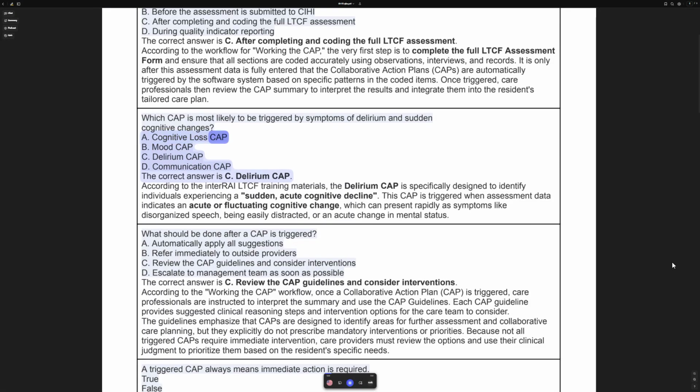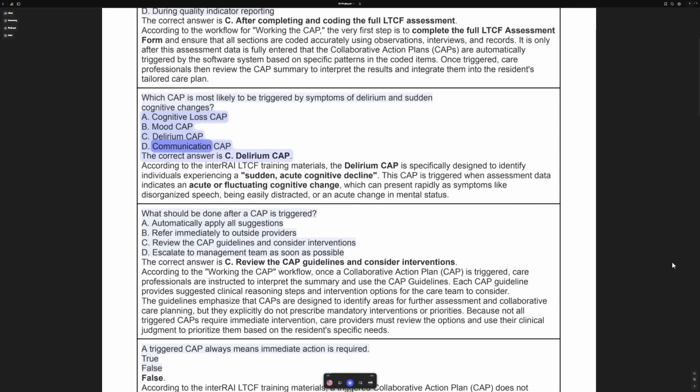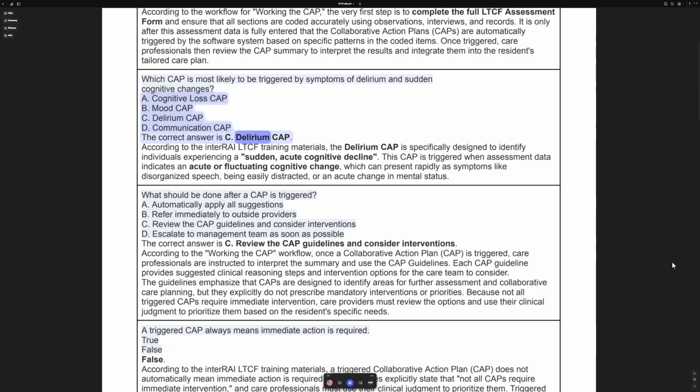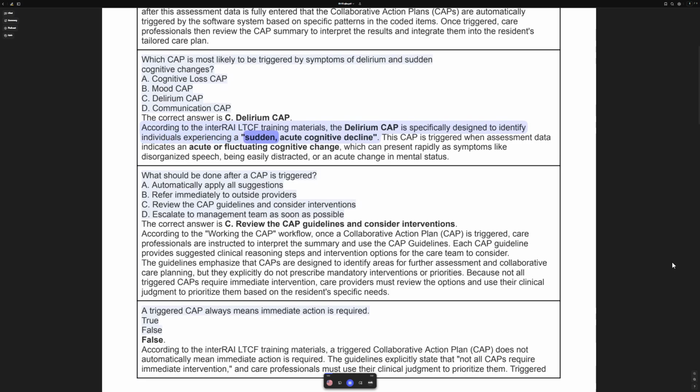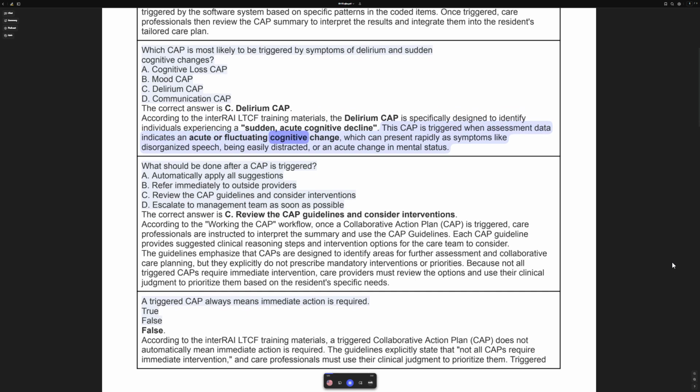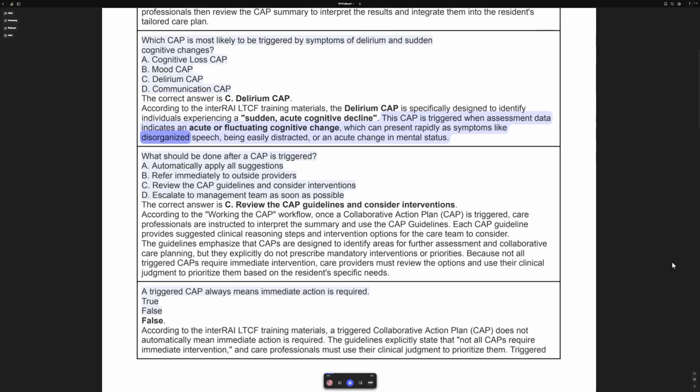Which CAP is most likely to be triggered by symptoms of delirium and sudden cognitive changes? A. Cognitive loss CAP. B. Mood CAP. C. Delirium CAP. D. Communication CAP. The correct answer is C. Delirium CAP. According to the interRAI LTCF training materials, the delirium CAP is specifically designed to identify individuals experiencing a sudden, acute cognitive decline. This CAP is triggered when assessment data indicates an acute or fluctuating cognitive change, which can present rapidly as symptoms like disorganized speech, being easily distracted, or an acute change in mental status.